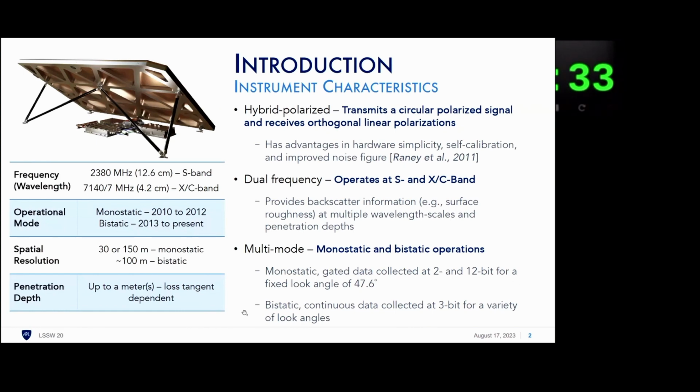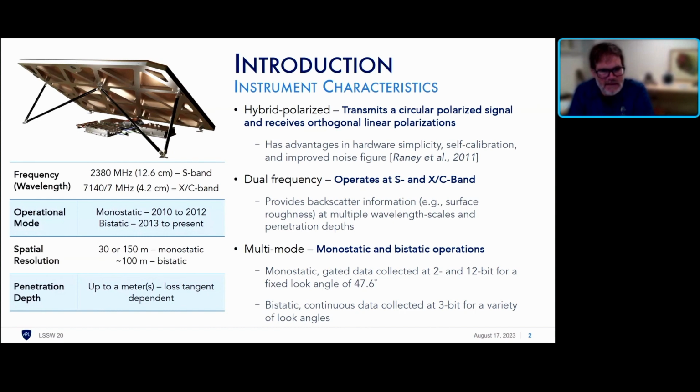MinRef is a hybrid polarized synthetic aperture radar. It's dual frequency at both S-band and XC band. That's 12.6 centimeters at S-band and 4.2 centimeters at XC band. It is operated in both a monostatic mode, and that's where the transmitter and receiver are co-located. And when the transmitter failed on MinRef, we started working as a bistatic system where we transmitted from ground stations here on Earth and received at the spacecraft.